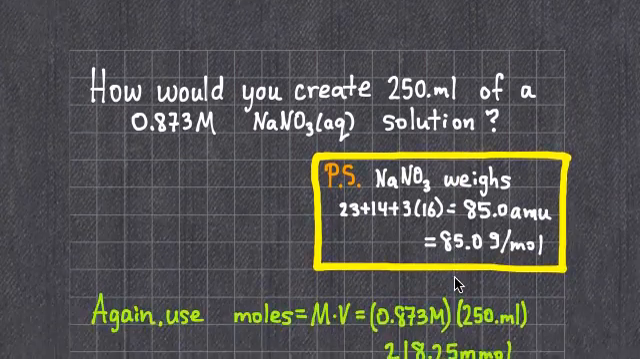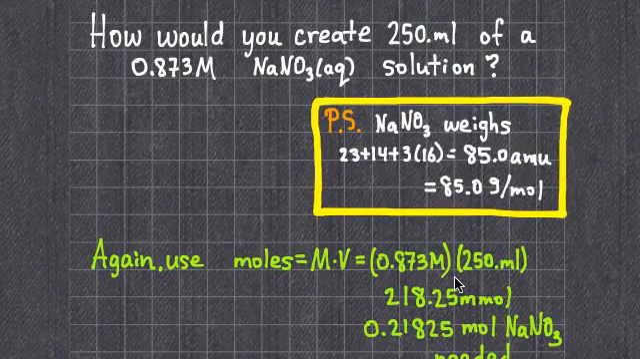Let's try another one. How would you make 250 milliliters of a 0.873 molar sodium nitrate solution? By the way, sometimes you're told what the molar mass of the salt, the solute, is, so that saves you some time. So I'll just tell you, 85 grams per mole. Again, as soon as I see a volume and a molarity, I multiply them together.